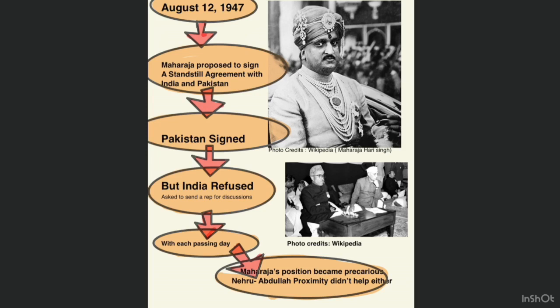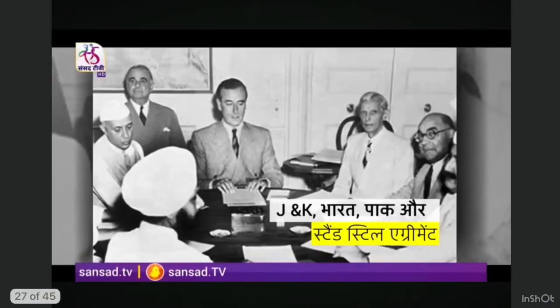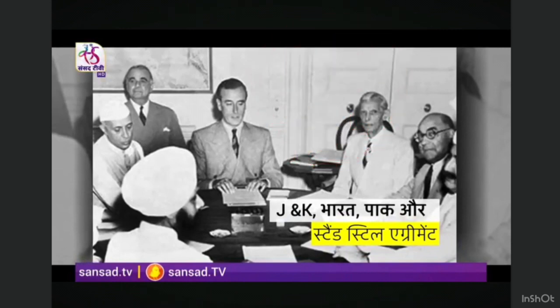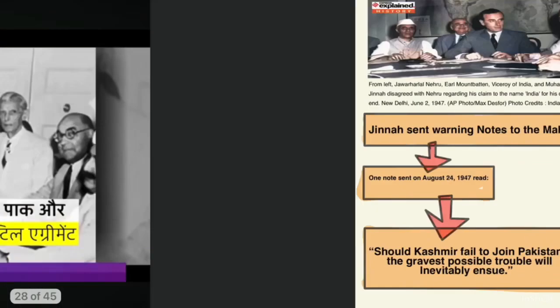So with every passing day, the problems of the Maharaja were increasing, compounded by the proximity of Sheikh Abdullah and Pandit Nehru. This is the meeting which took place at the time of independence. This is Lord Mountbatten, Pandit Nehru, Muhammad Ali Jinnah, and other eminent leaders of that committee who were to decide upon signing the standstill agreement.